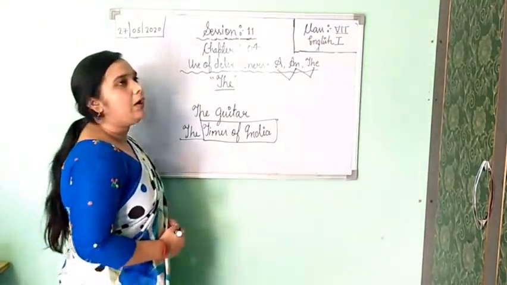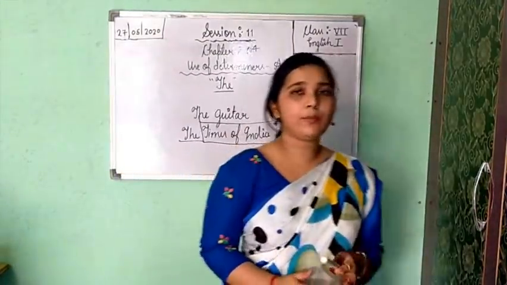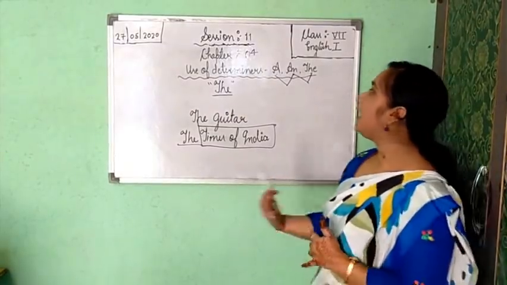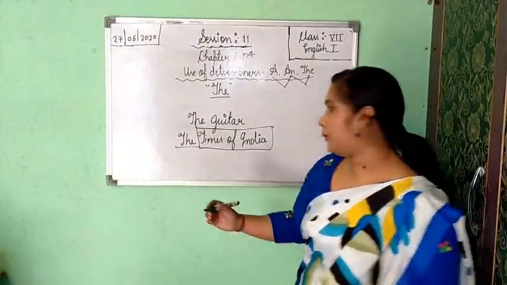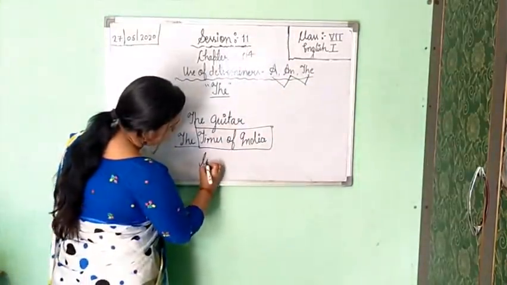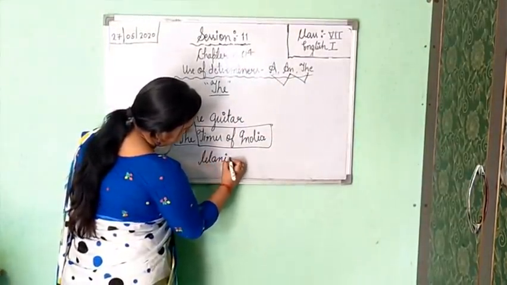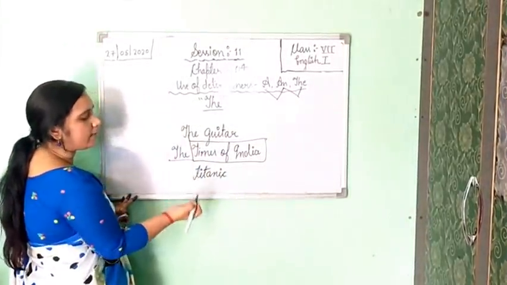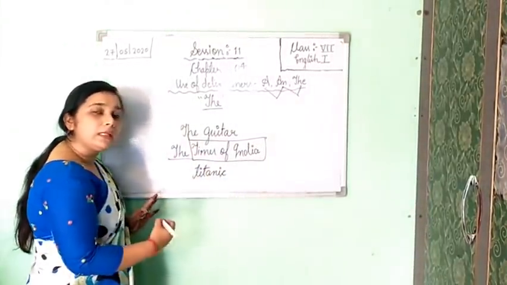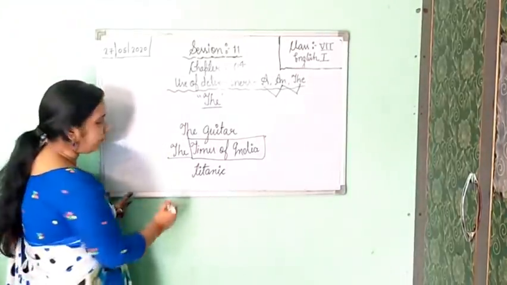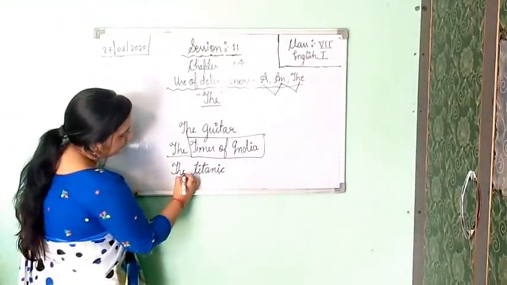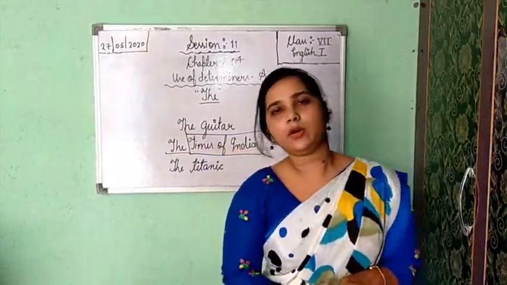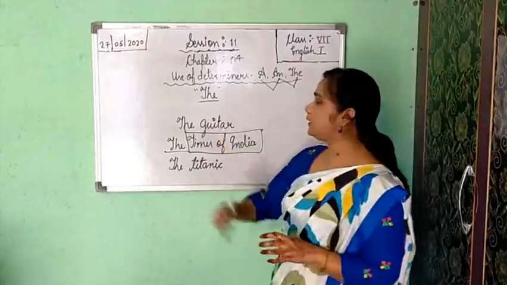Now next thing, if you are getting the name of any ship or train, before that you have to apply "the". For example, Titanic. Titanic is a well known ship, so it is the name of a ship. So as I have told you, before the name of any ship or train we are applying the determiner "the". Okay, so before the name of any holy book we are applying "the".